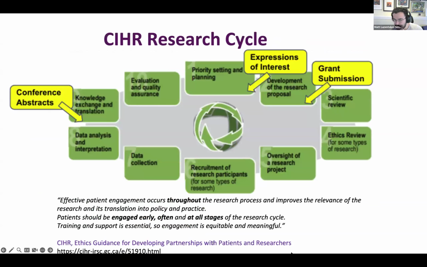We're here presenting the CHR research cycle. This sort of describes the general planning cycle or process when it comes to programs of research or research projects, starting with, for example, priority setting and planning, all the way through in a clockwise motion through to the development of the research proposal, grant submission, scientific reviews, and all the way around the cycle.